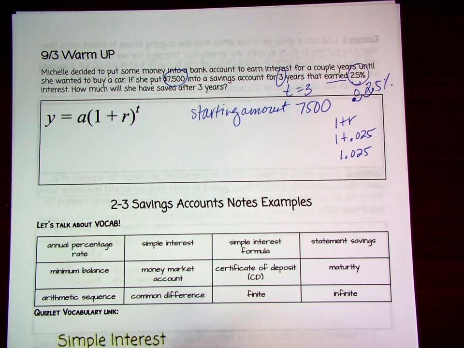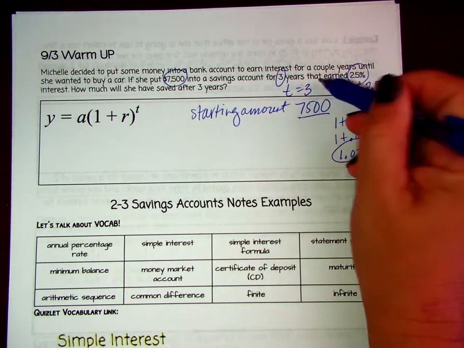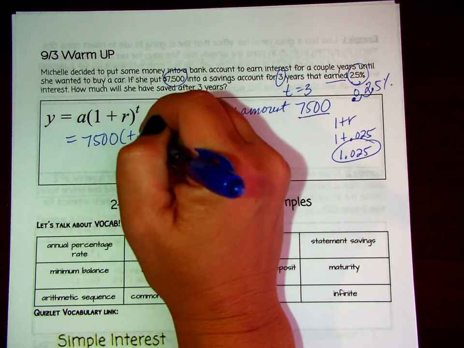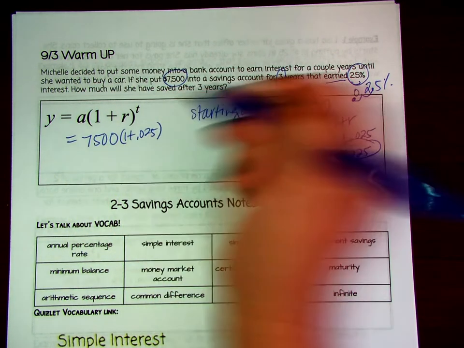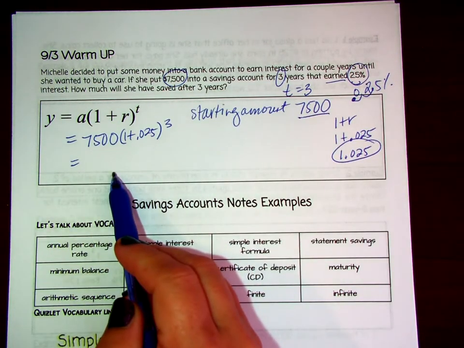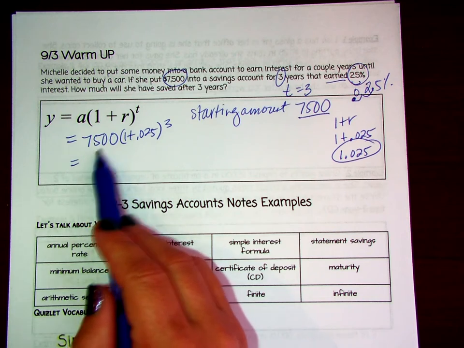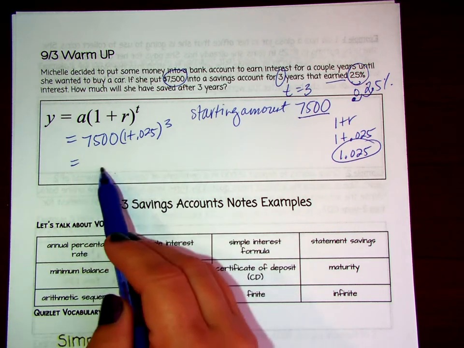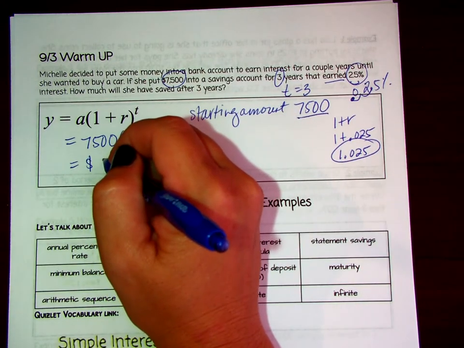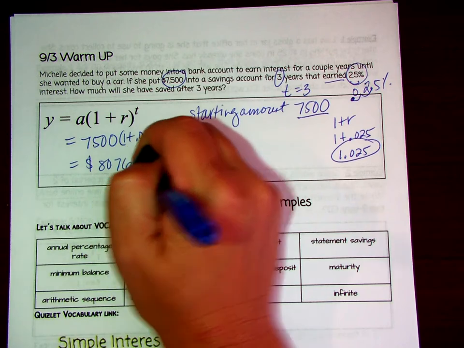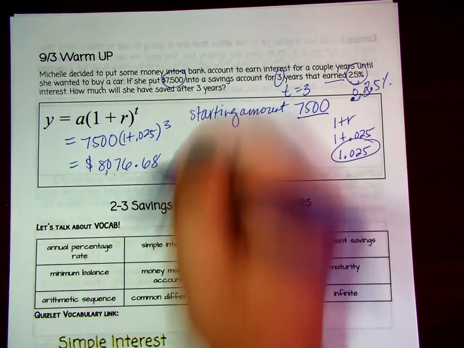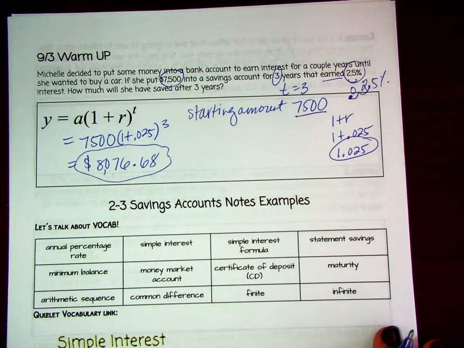All right, here we go. So now that I've got my multiplier, now that I've got my starting balance and my time, I can go plug into this formula. So it begins with 7,500 times 1 plus 0.025, or you can just put in the 1.025 multiplier to the power of 3. We take this over to Desmos to see how much money Michelle would have after. I just put 7,500 times 1.025 to the power of 3 into my Desmos. $8,076.68. We're rounding up. Hopefully you got that when you plugged that into Desmos.